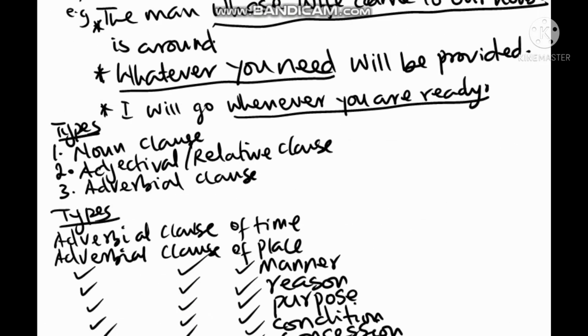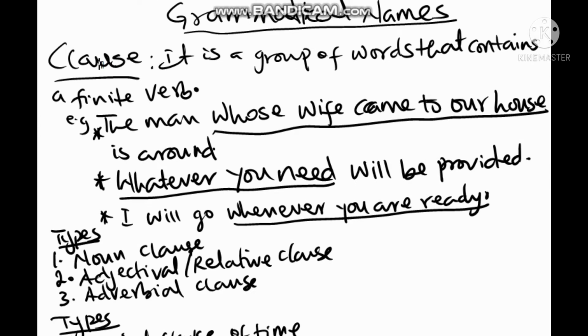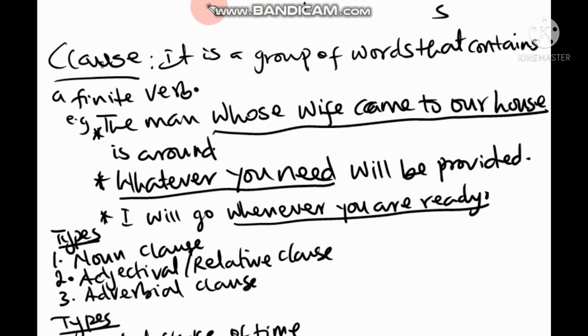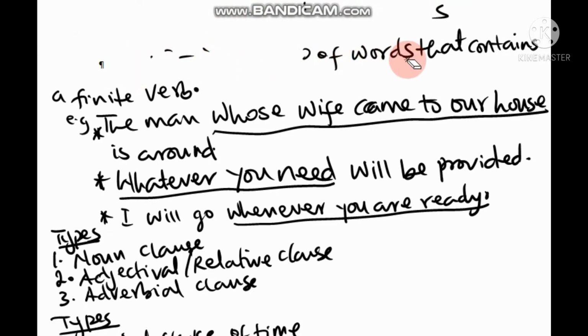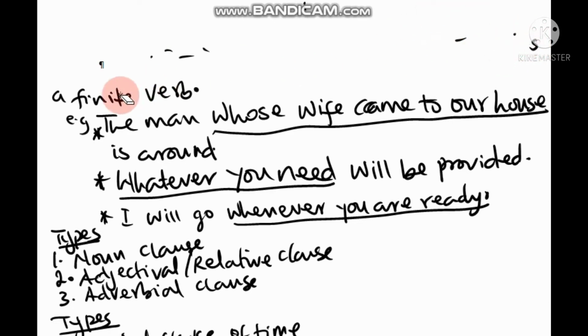Okay, now let us see the types of phrases that we have. Under our phrases, we have some types of phrases, just as we talked about some types of clauses.